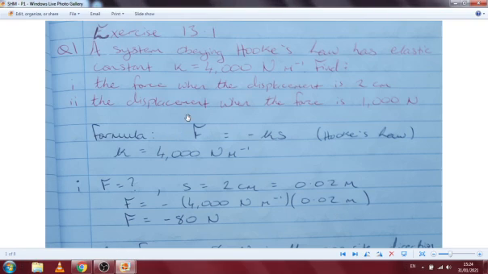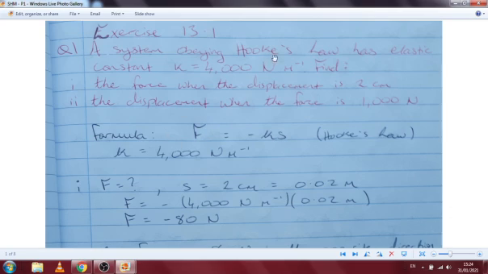We have two questions in this section, both dealing with Hooke's law. So the first question says, a system obeying Hooke's law has an elastic constant K equals 4,000 newtons per meter. Find first the force when the displacement is 2 centimeters, and secondly the displacement when the force is 1,000 newtons.